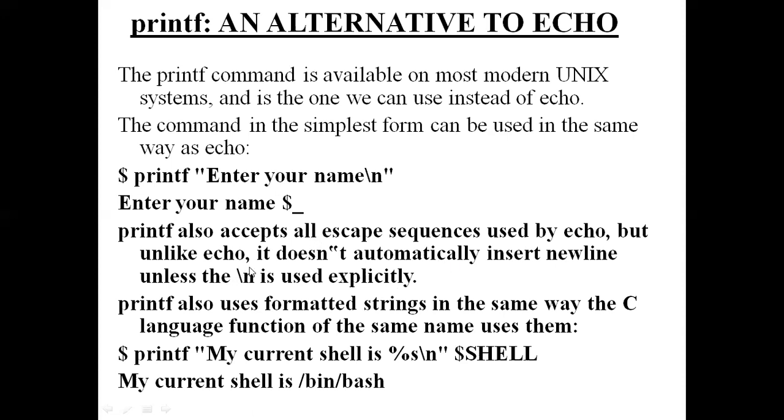Unlike echo, your printf does not automatically insert a new line unless \n is used explicitly. So if you are not using \n explicitly in the printf command, you won't go to the new line in your command prompt. In order to go to the new line, you need to use \n whenever you are using printf. But that won't be the case with the echo command. In echo, even if you don't use \n, you will go to the new line. That is the major difference.